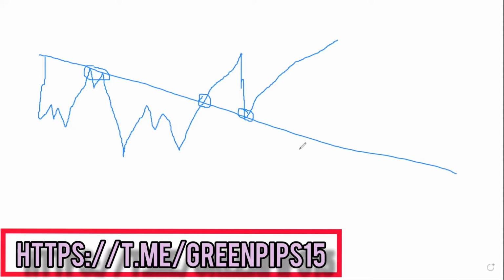Did you get the analysis now? Yes, boss. Okay, so what is your question now? Is it really necessary that it touches the trend line when it's down? If it does not touch the trend line, then the trend line has not been valid. Something like this. Okay.